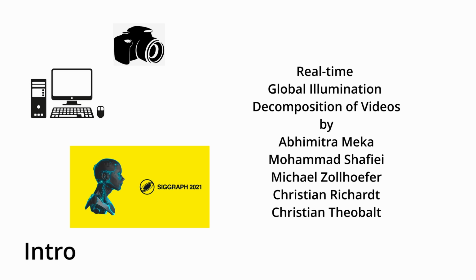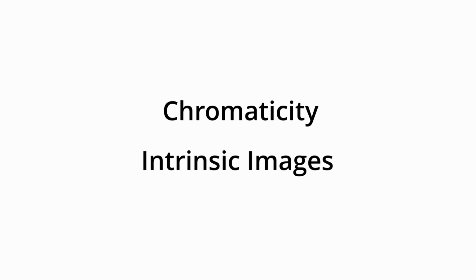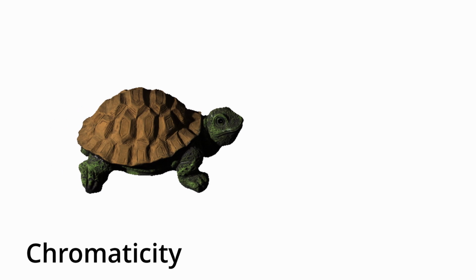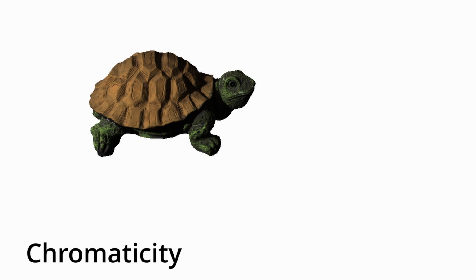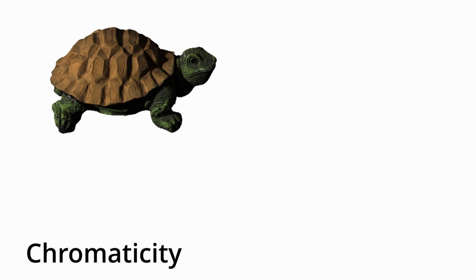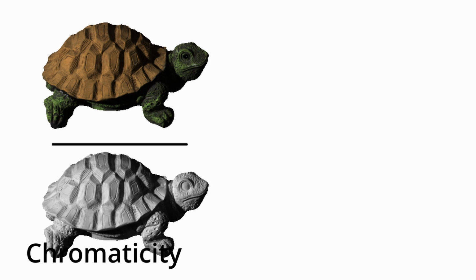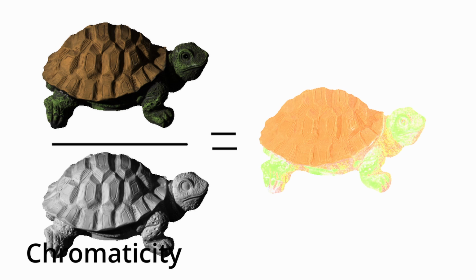To properly discuss how this paper advances the field, though, we'll first need to explain a few key concepts. We'll start with chromaticity and intrinsic images. Light intensity can change how colors look and make it hard to compare colors accurately. Chromaticity is a way around that, where we try to remove illumination from the equation. By dividing an image by its intensity, we are left with an expression of color mostly unaffected by lighting.